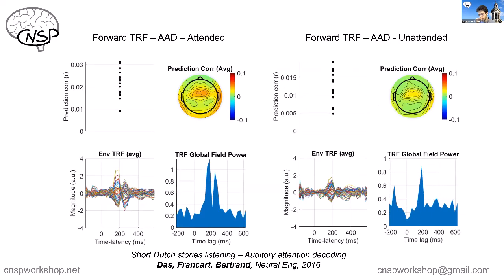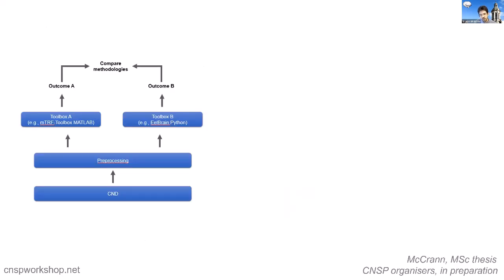And then you can also run compatible code. There is a different script for this, but very similar, for auditory attention decoding, where in this case people were attending to the speech that you see on the left here, and ignoring the speech where you see the TRF on the right here. So you can do all of this with these tutorials.